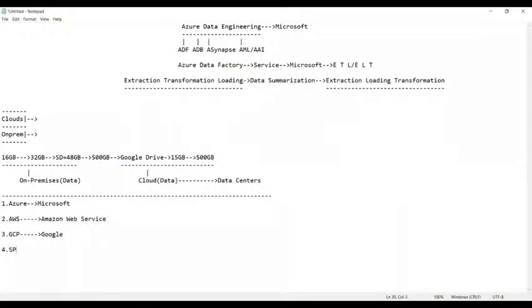Apart from this, we also have SAP. SAP has come out with their own offering, which we call HANA. And even apart from this, we have many more. Alibaba is there, China based. Many more cloud providers, but we have many in the market.